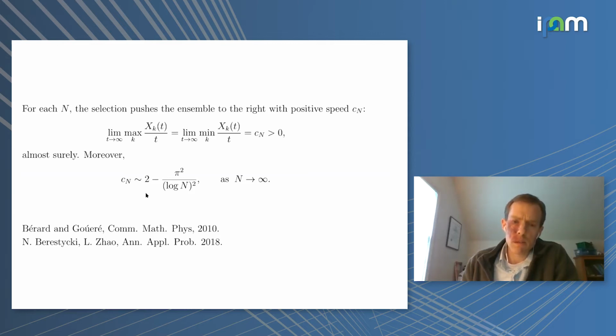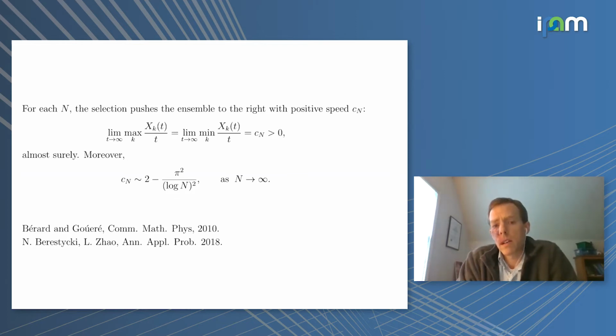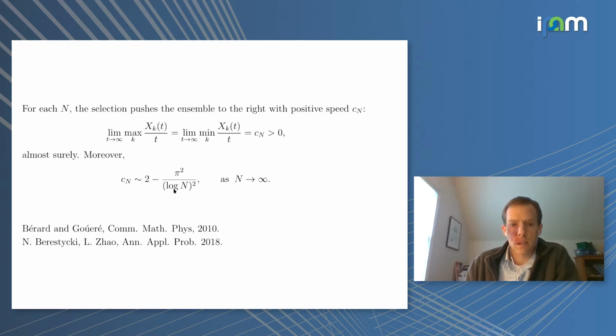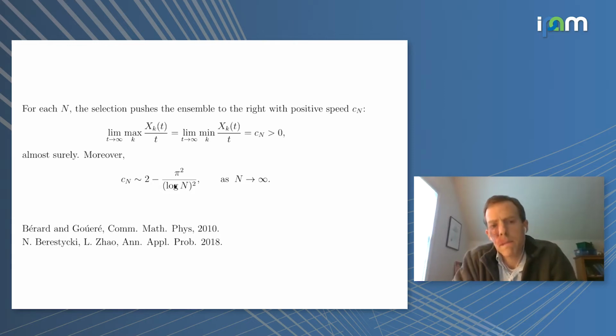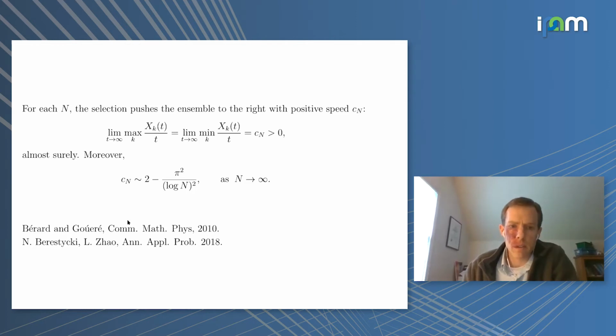For those who know the topic, this is very reminiscent of results about the stochastic Fisher-KPP equation, where one considers the traveling waves for the Fisher-KPP equation with a noise that is proportional to a parameter sigma, and then there are expansions of the speed that show that the speed is less than 2 by an amount that's like 1 over the logarithm of sigma. So a similar effect is going on here.